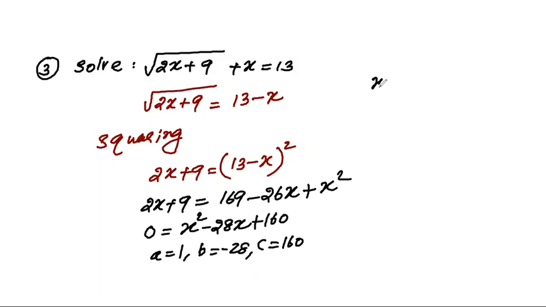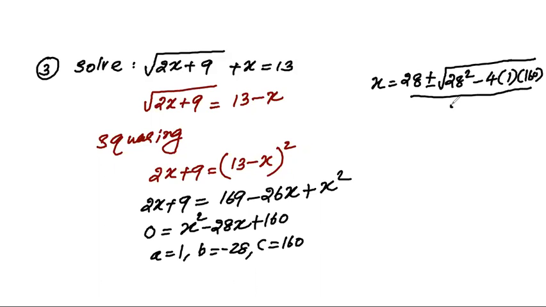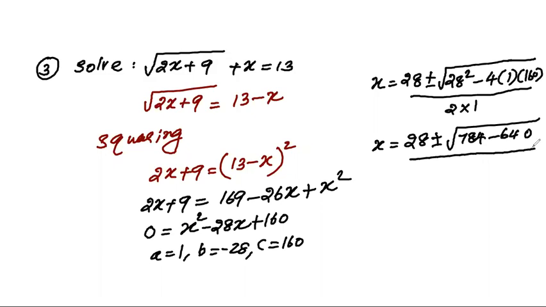Apply the formula, x is equal to minus b, that is 28, because b is equal to minus 28, plus or minus root of b square, 28 square, minus 4ac, 4 into 1 into 160, divided by 2a, that is 2 into 1. x is equal to 28 plus or minus root of 28 square is 784, minus 4 into 160 is 640, all divided by 2. So x is equal to 28 plus or minus root of 144, all divided by 2.